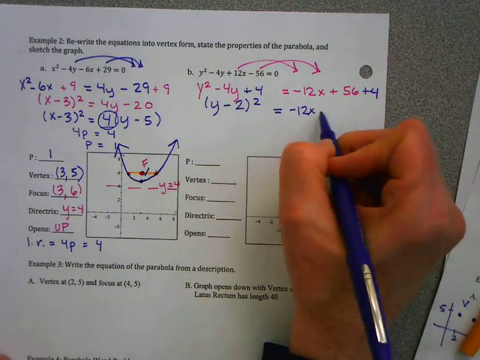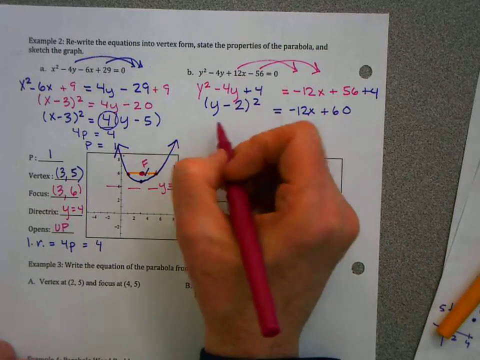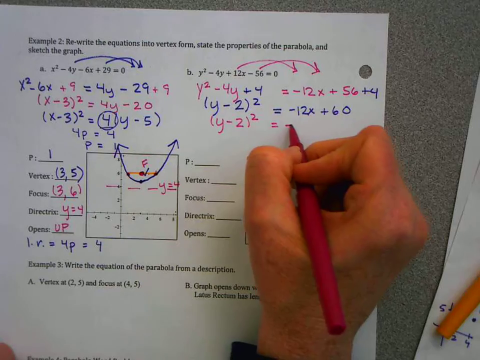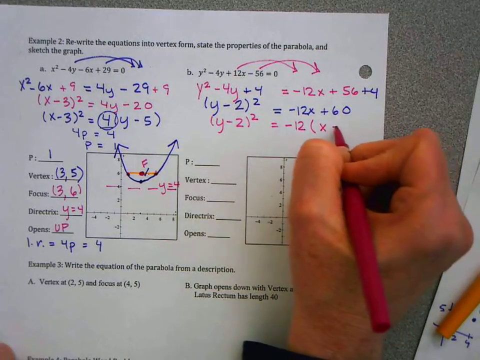To get into standard form, we're going to take out a greatest common factor. We take out negative 12. What's left? x, 60 divided by negative 12 is negative 5. Now we're ready to identify characteristics of the parabola.